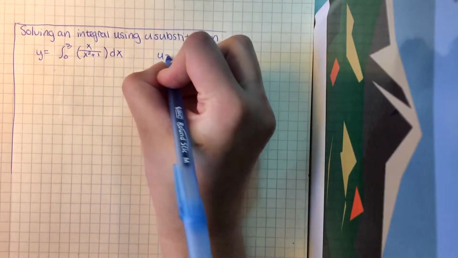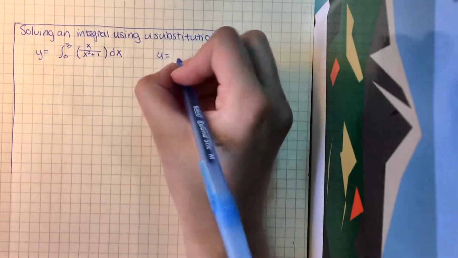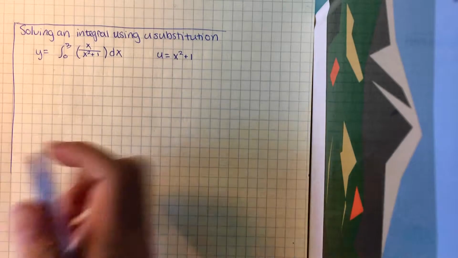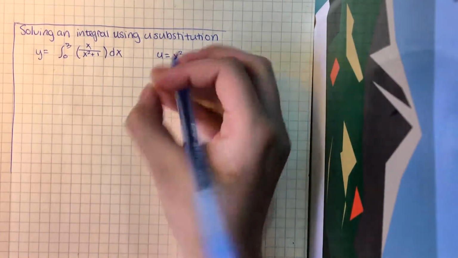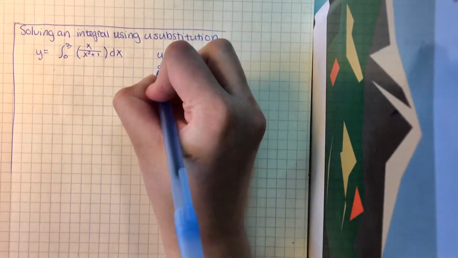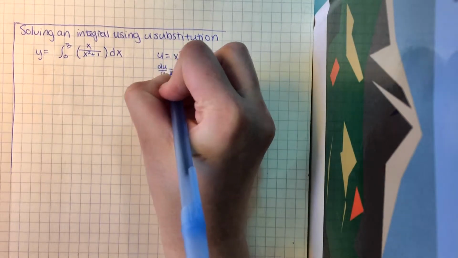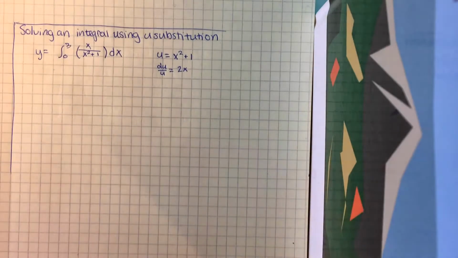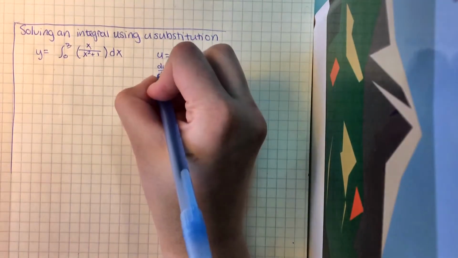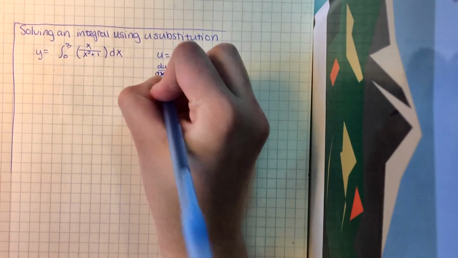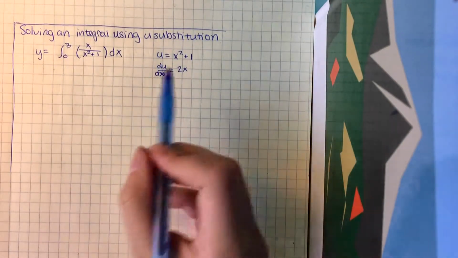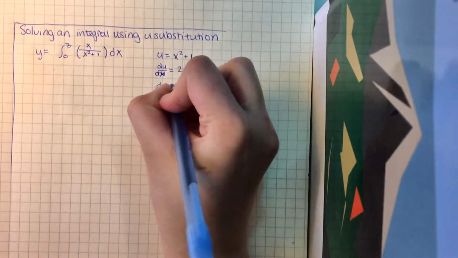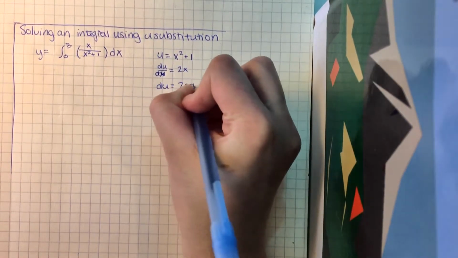So you're going to have u equal to a part of your function. For this, we are going to use x squared plus 1. And you're going to actually take the derivative of this u so that you can get it in a simpler form. And that's going to be 2x, because the derivative of x squared plus 1 is just 2x. And let's see, du dx. And we are going to put this in terms of just du. So it's going to equal 2x dx.